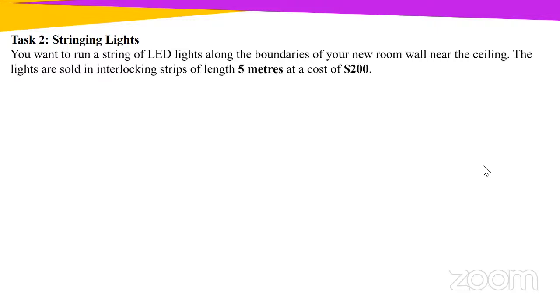Let me read it again. You want to run a string of LED lights along the boundaries of your new room wall near the ceiling. The lights are sold in interlocking strips of length 5 meters at a cost of $200. What do you understand from these two sentences?